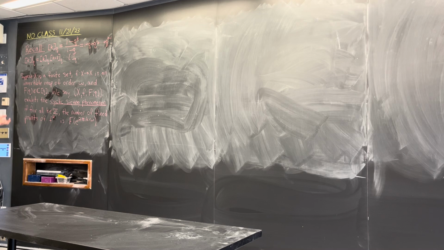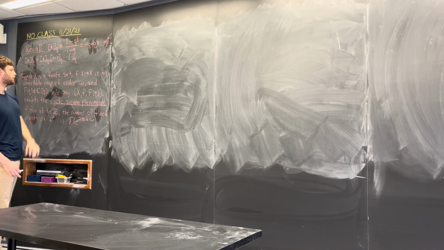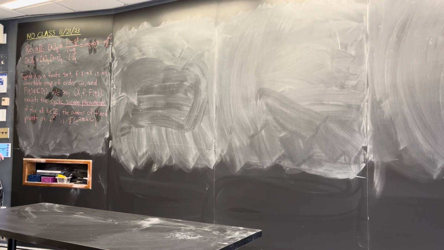And then last time I was talking about the cyclic sieving phenomenon. So I said that if X is some finite set, and F is some invertible map from X to itself, and it has order omega, meaning that omega is the least common multiple of the orbit sizes of F, and if capital F of q is some polynomial in the variable q, then we say this triple X, F, capital F of q exhibits the cyclic sieving phenomenon if for every integer k, the number of fixed points of F to the k, the kth iterate of F, is this evaluation of the polynomial capital F at e to the 2 pi i k over omega.